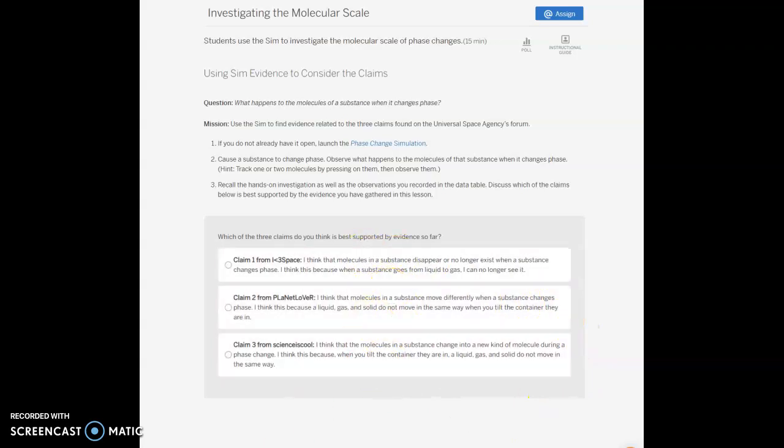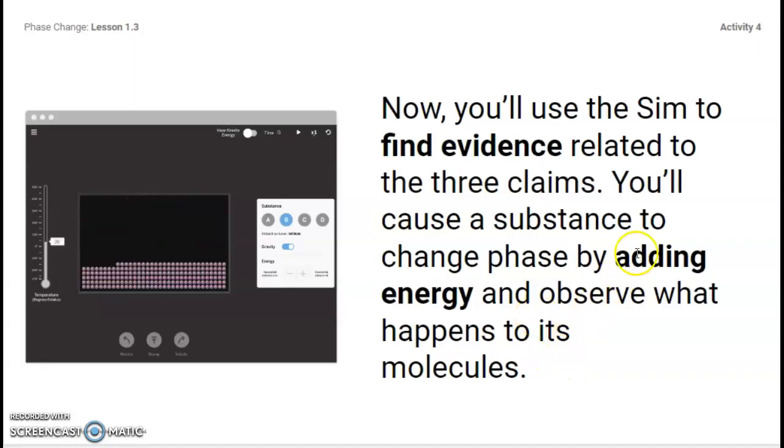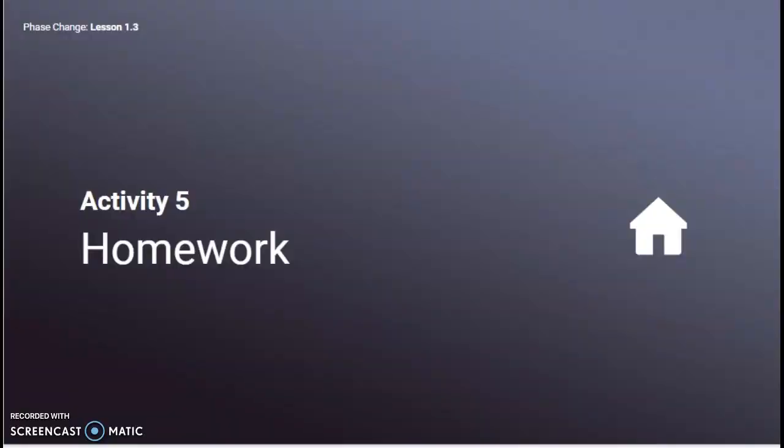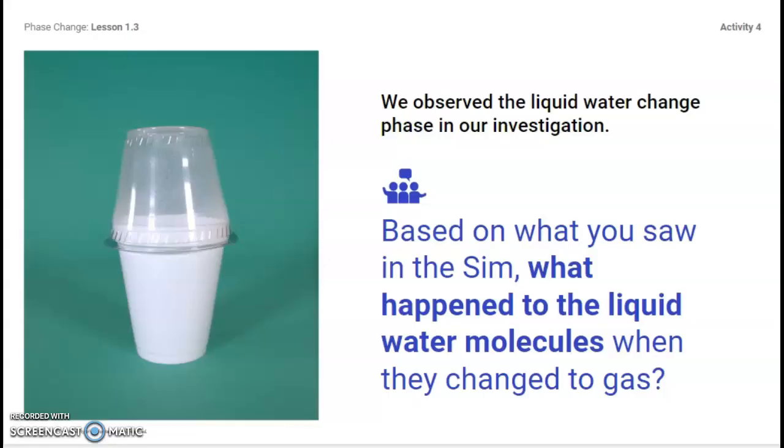Pause the video and answer this question. You can discuss it with your group members if you need to. So use the sim to help you get evidence to back up that claim by adding energy or taking away energy to see what happens to the molecules. You can select a couple to track them, think back to that activity that we did, and come up with your answer on which one you think is correct at this moment.